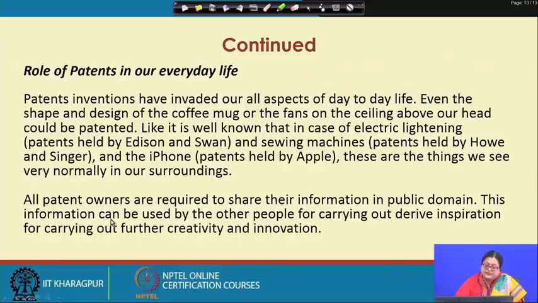Now, it is very important that all the patent owners are required to share their information in the public domain. These can be used by other people to derive inspiration for carrying out further creativity and innovation.